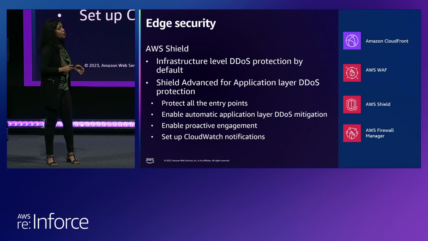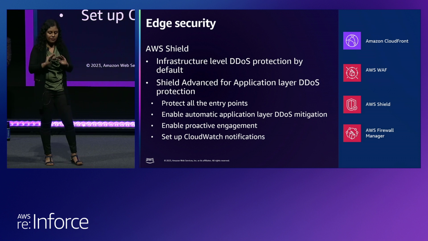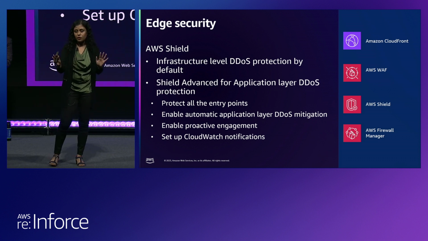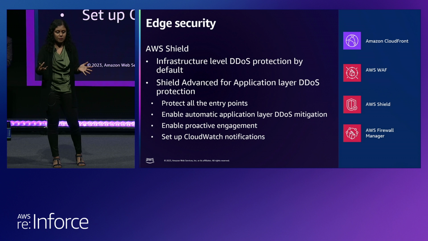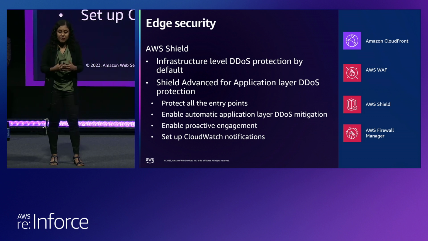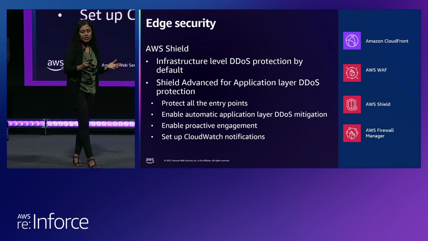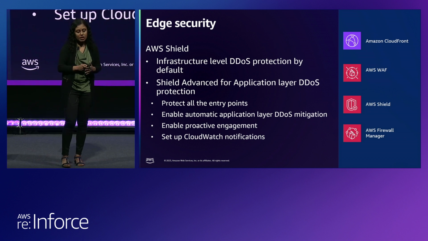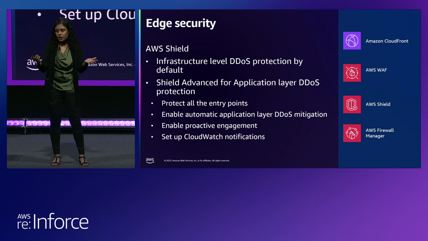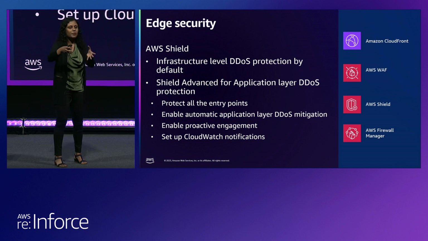Now moving to Shield. Shield Standard provides infrastructure level DDoS protection by default for all the AWS customers. And if you want additional application layer DDoS protection, you can subscribe to Shield Advanced. When configuring Shield Advanced, protect all the entry points to your network. But if you have multiple in the same data flow, like you have a CloudFront in front of an application load balancer, only protect the first one.